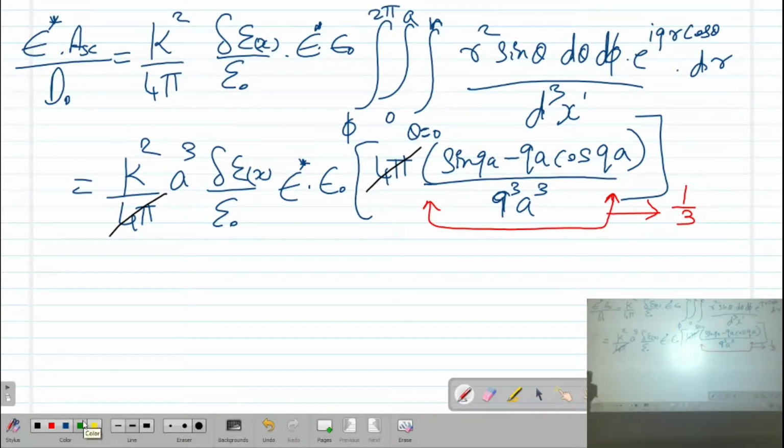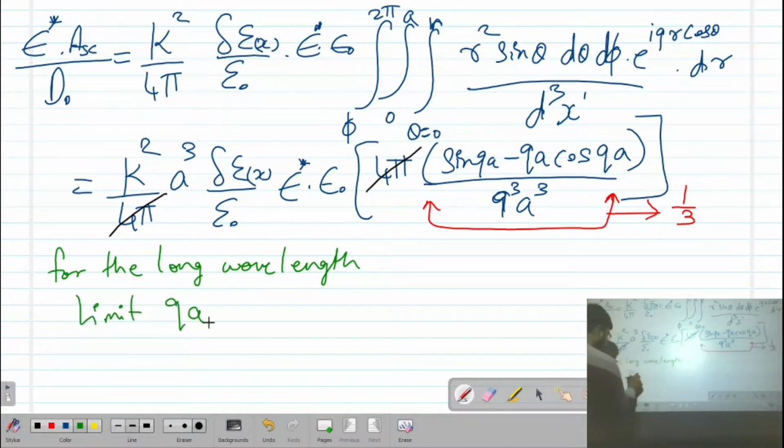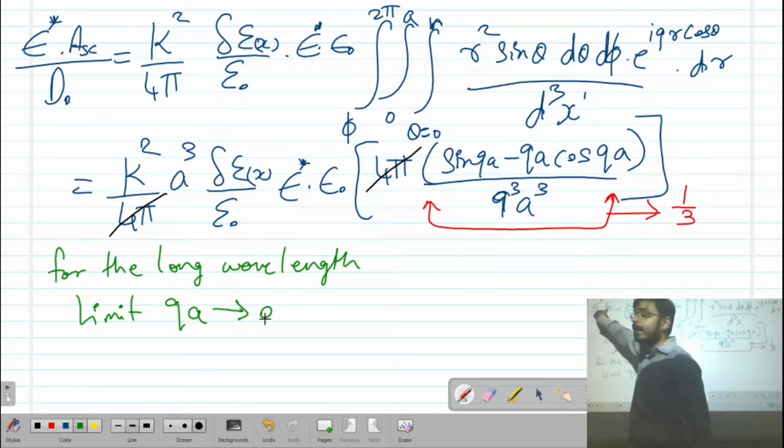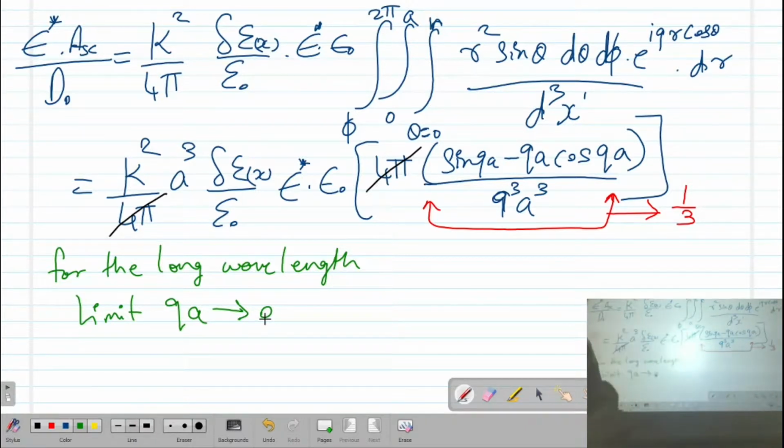For the long wavelength limit, q of a tends to 0, and we get what is nothing but the differential scattering cross section, which is given by the square of it.